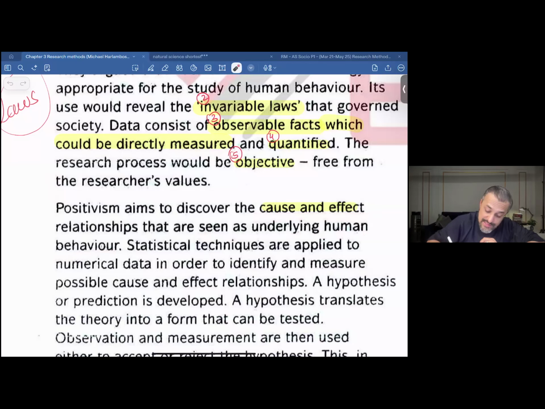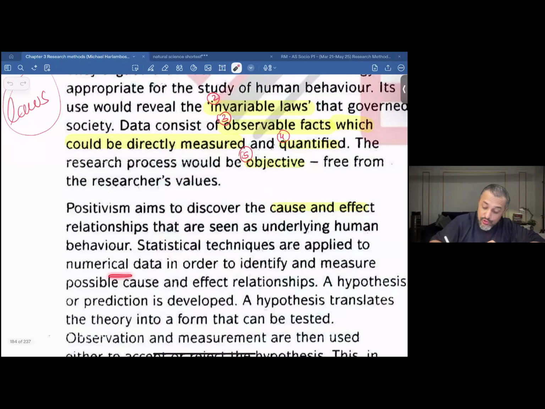According to the positivist stance, if you want to understand human behavior, you have to figure out cause and effect relationships. For that, according to the positivist perspective, you'd be expected to use statistical techniques or quantifiable data or numeric data. Statistical techniques are applied to numerical data in order to identify and measure possible cause and effect relationships.